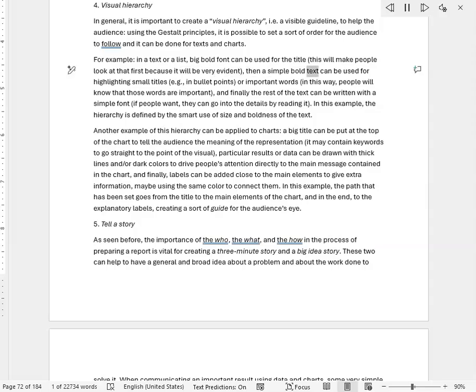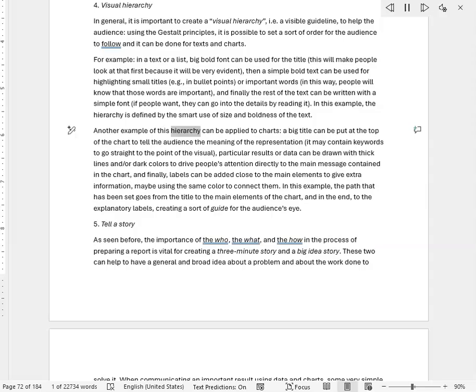Then a simple bold text can be used for highlighting small titles, e.g. in bullet points, or important words. In this way, people will know that those words are important, and finally the rest of the text can be written with a simple font. If people want, they can go into the details by reading it. In this example, the hierarchy is defined by the smart use of size and boldness of the text.